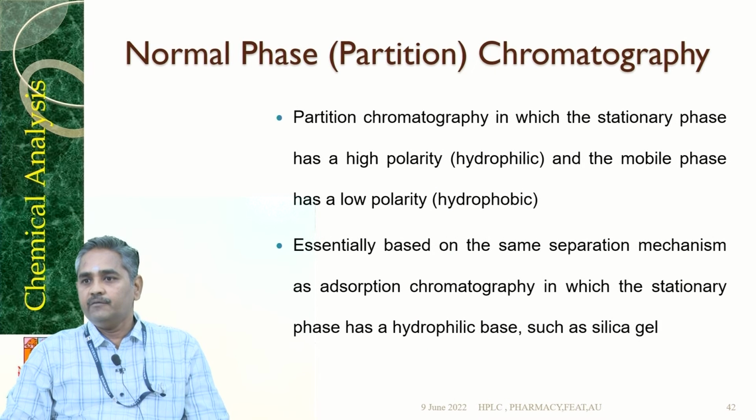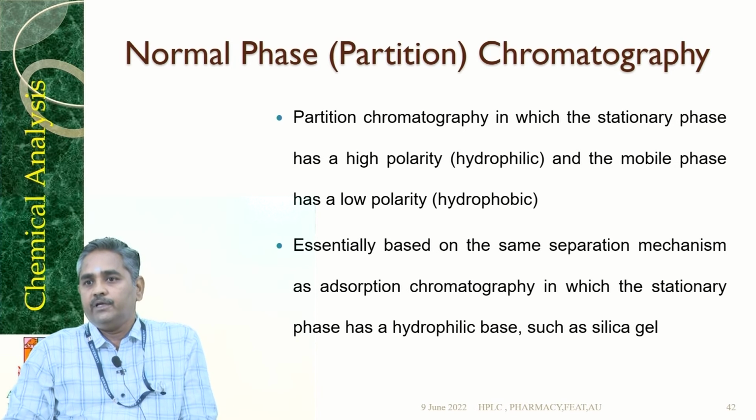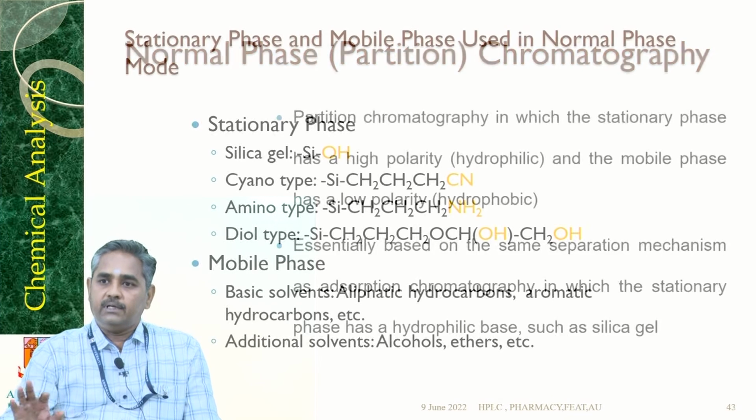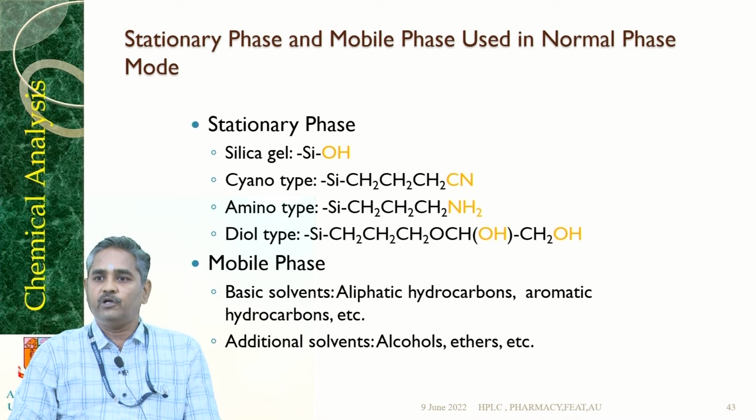Normal phase chromatography, which we generally do not use in pharmaceuticals or other fields, but when you want to do isomer separation, we have to go for normal phase, like R isomer and S isomer, rectus and sinister, R androsterone, S androsterone, or levocetirizine and dextrocetirizine, cetirizine and levocetirizine. We have to separate them, so we go for normal phase chromatography. So, partition chromatography, in which the stationary phase is highly polar and the mobile phase is low polar, hydrophobic in nature. In normal phase, the stationary phase used is silica gel, cyano type, amino type and diol type.